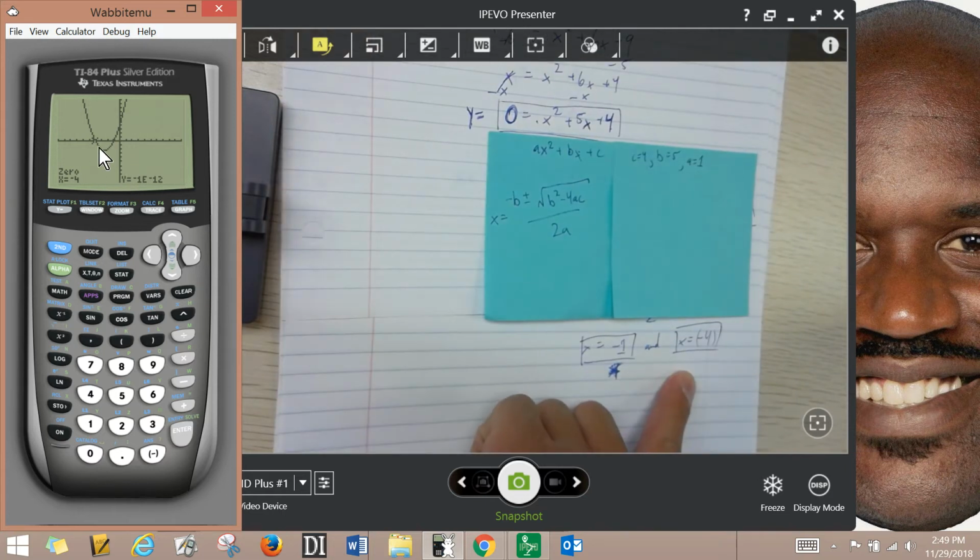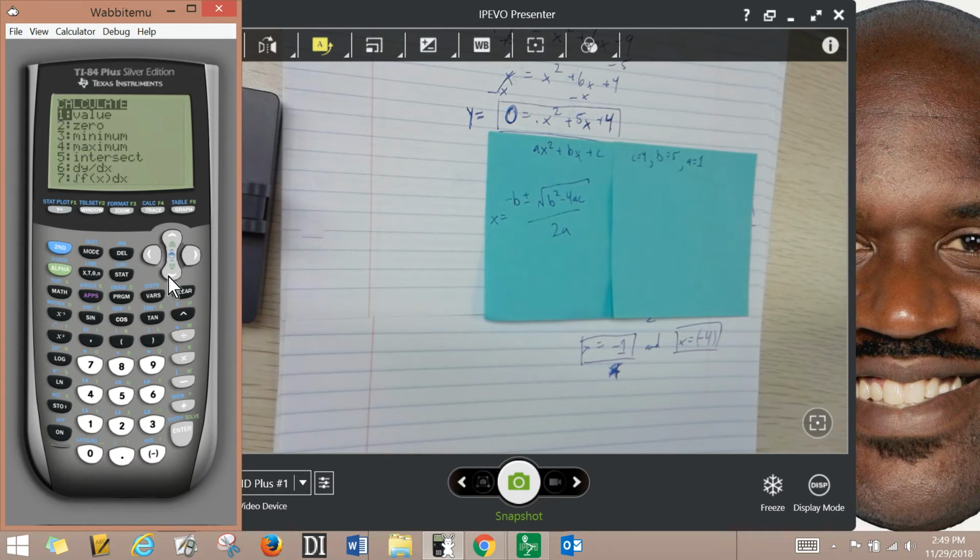But remember, on this graph, I see another x-intercept. So I'm going to trace. I'm going to move over a little bit, and then I'm going to go second trace to get a more exact value. Let's go down 1. You can either press the number 2 or just key in enter. Set a left boundary to that x-intercept. So I'm going to set it right here to the left. I'm going to press enter.